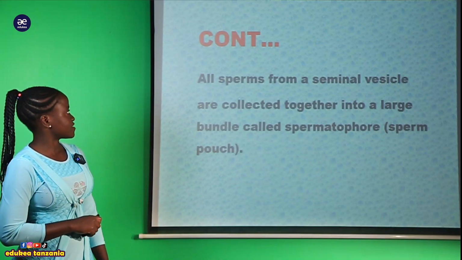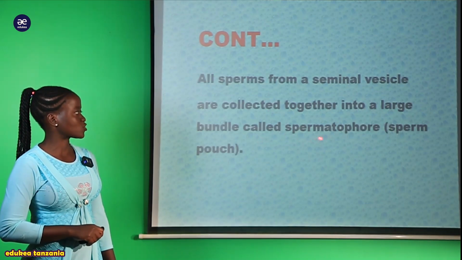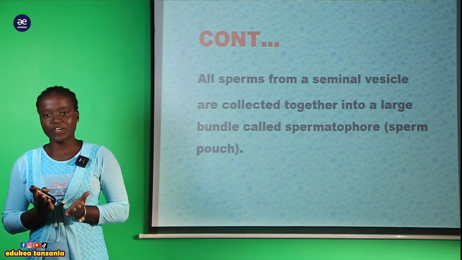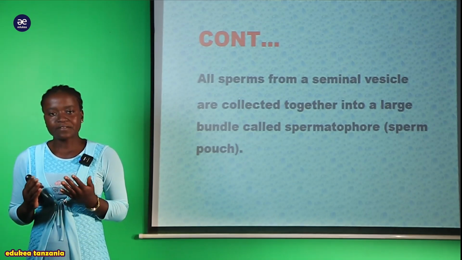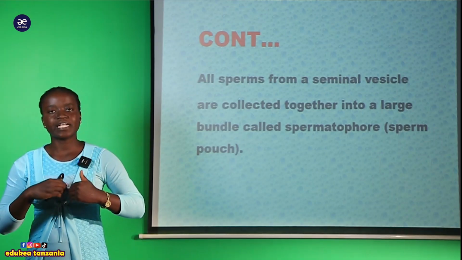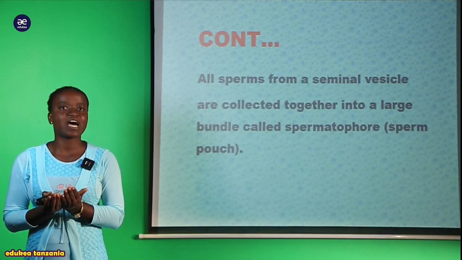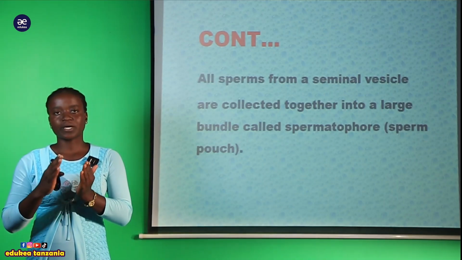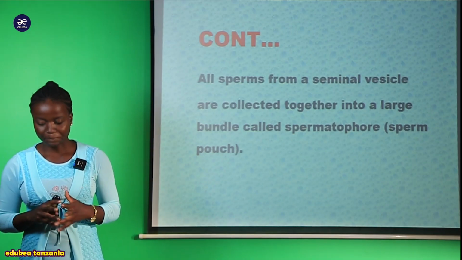And also we can say that all sperm from the seminal vesicles are collected together into a large bundle called spermatophores, or the sperm pouch. The seminal vesicles do temporary storage of the sperm after production within the testes. Since they stay there temporarily, the sperm will leave the seminal vesicles one by one to be stored in a structure called the spermatophore, or sperm pouch. That is a pouch responsible for storing the sperm.